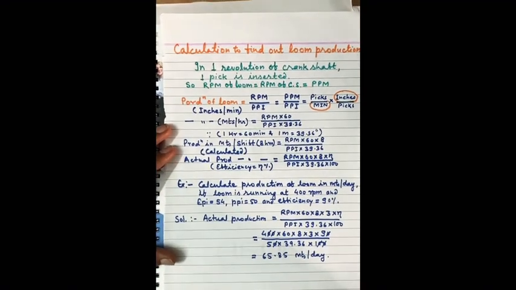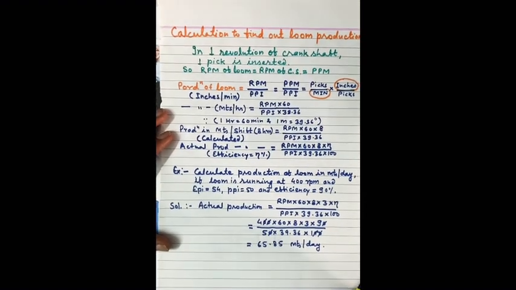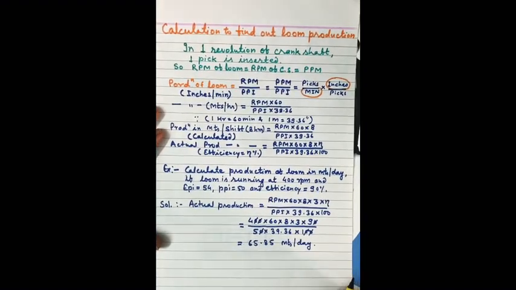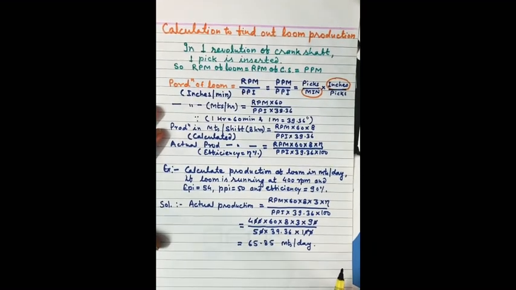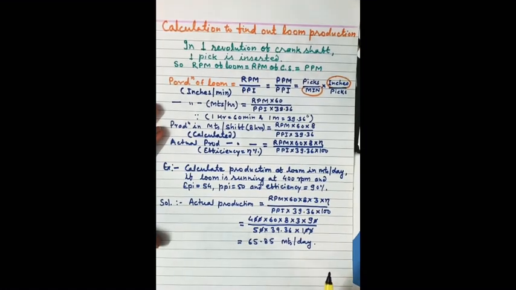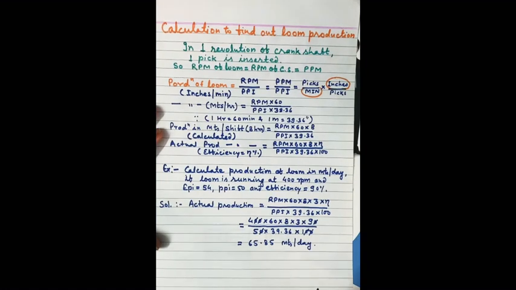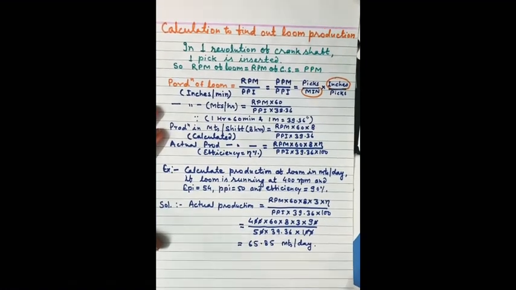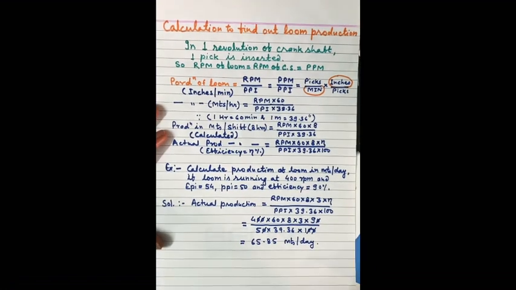Hello students, today we will learn the calculation to find out loom production. Loom production is basically calculated by loom RPM. Loom RPM means the revolutions per minute made by the crankshaft. How many revolutions are made by the crankshaft is known as loom RPM.